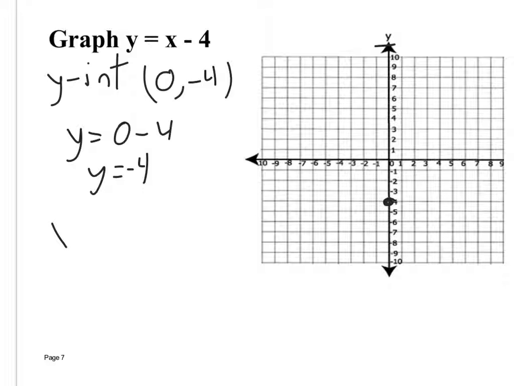Then I want to find my x-intercept. Brittany, what would I set my y to, to find the x-intercept? Good, I set it to 0. So 0 is equal to x minus 4. Cheyenne, how would I solve for x?